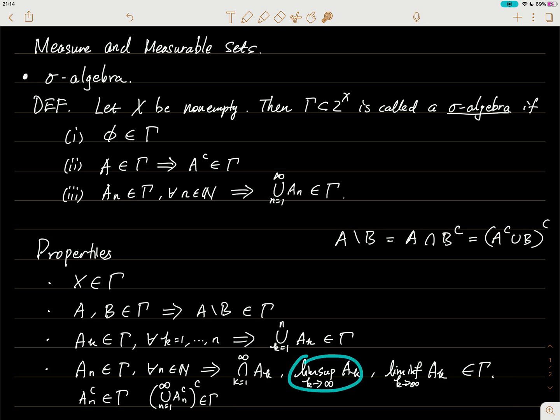Okay, and similarly, you can show this. For example, the limsup, according to our definition before, is the intersection over n from 1 to infinity of the union over k from n to infinity of A_k. Because gamma is a sigma algebra, we know that this union will be in gamma, because it's a countable union. Then we have a countable intersection, and according to what we showed here, gamma is also closed under countable intersection, so this must be in gamma as well. And similarly, you can show this is in gamma.